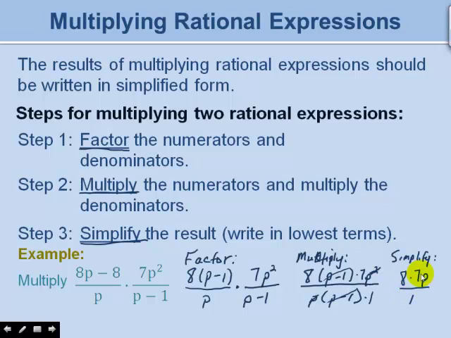So our last step now is going to be to rewrite this so it looks a little bit nicer. Since we have the 1 in the denominator, we don't even have to write that, and we can just write our answer as 56p.